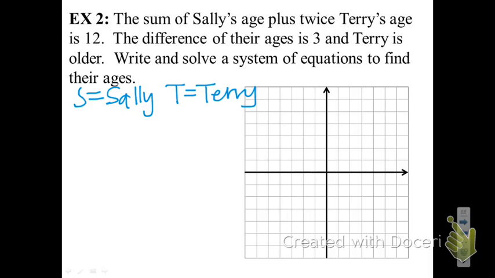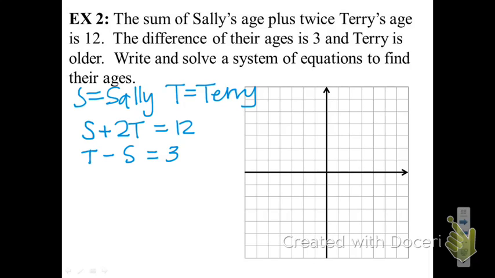I'm going to go back to that first equation. It says the sum of Sally's age, so Sally plus, that's what sum means, twice Terry's age is 12. Okay, for the second equation it says the difference of their ages is 3 and Terry is older. So Terry minus Sally is 3.